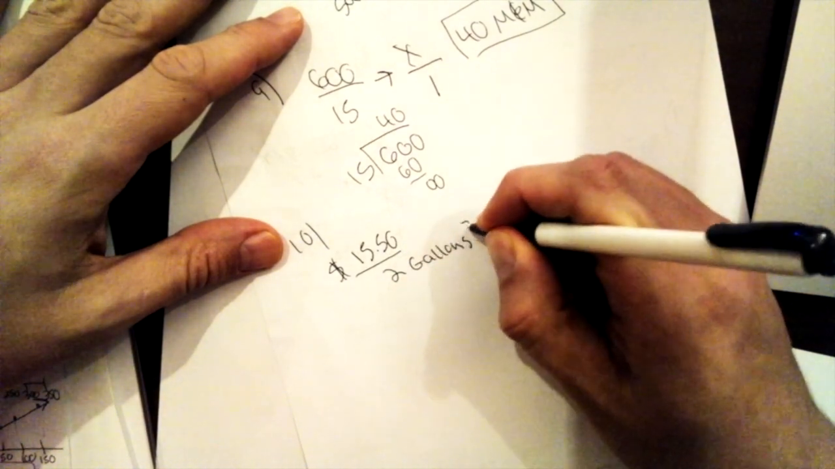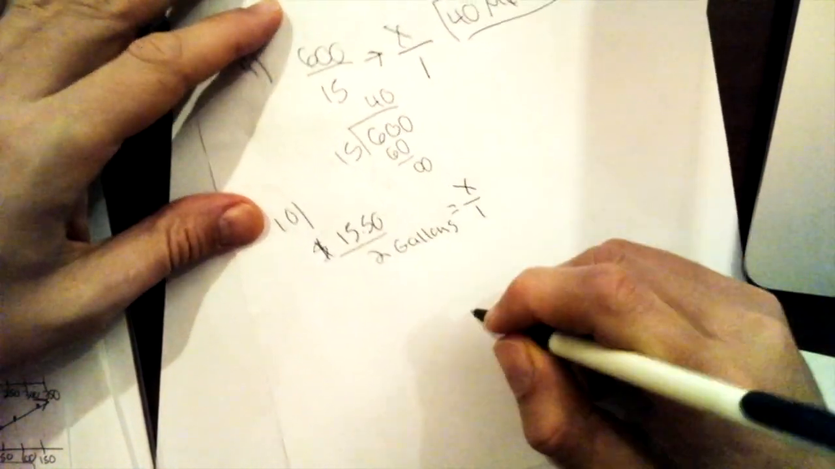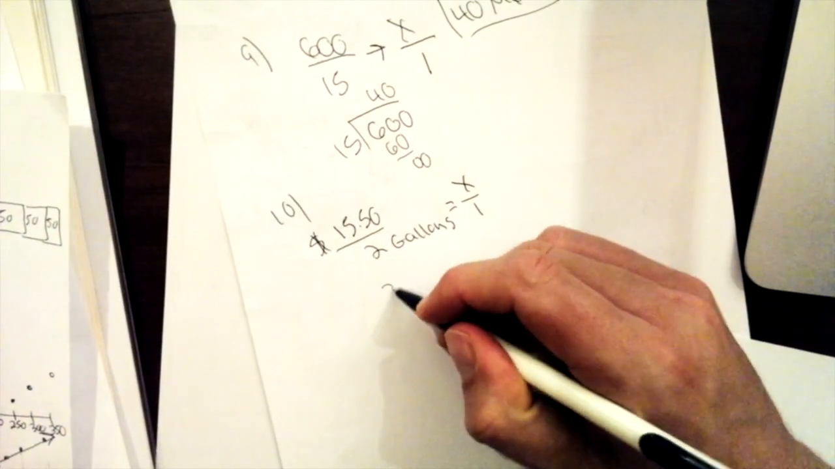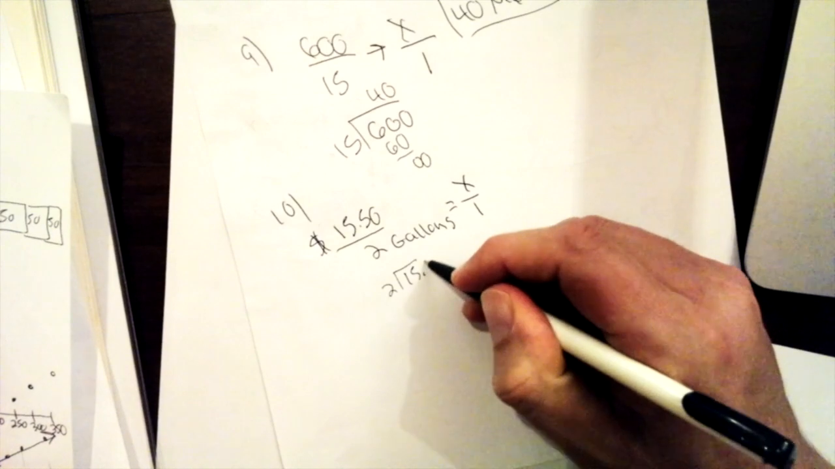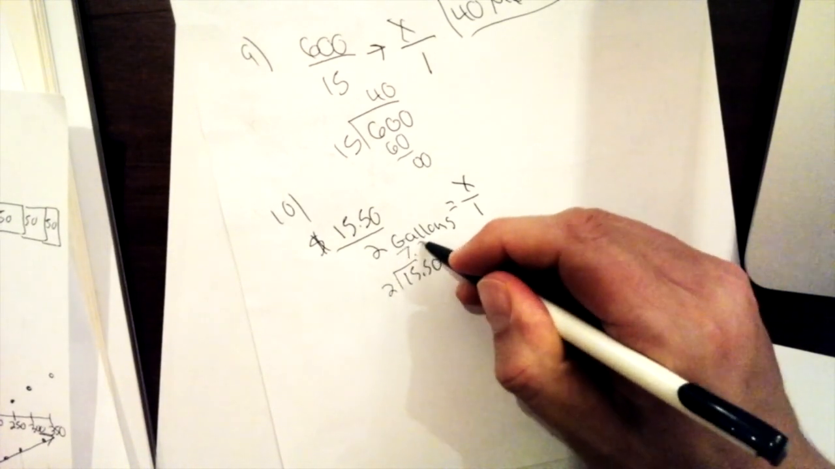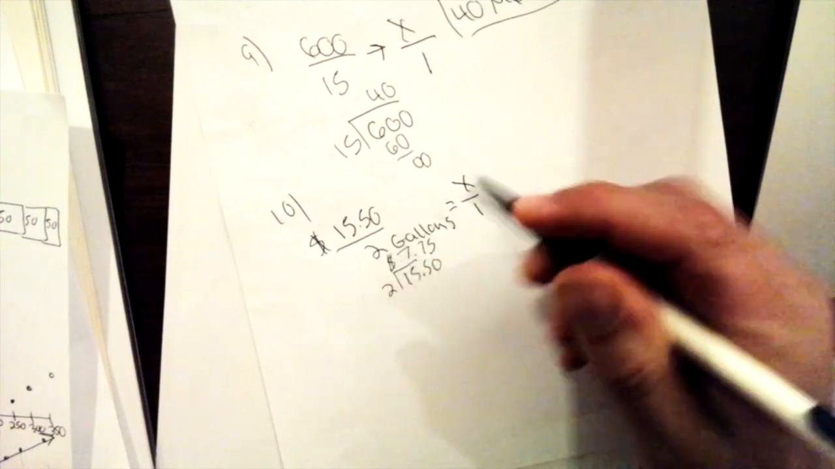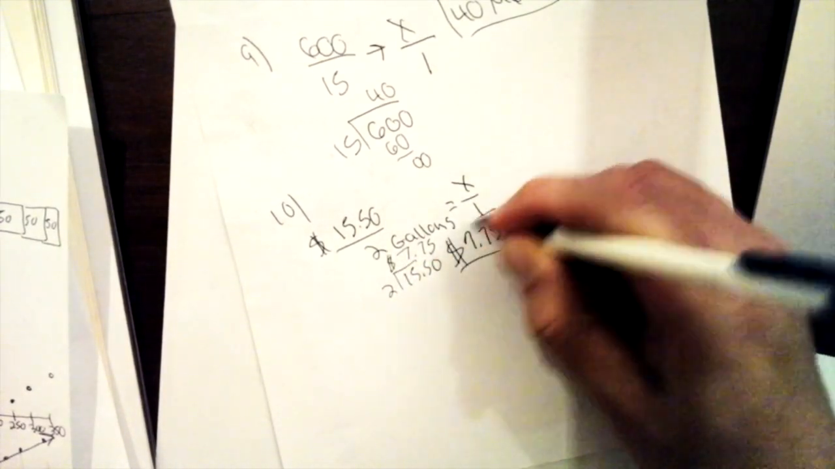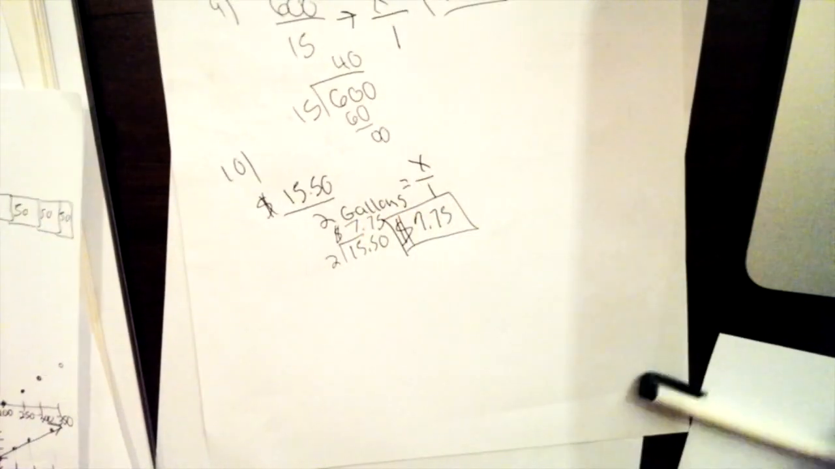And again, we want it to be over 1. So we're basically just going to have to divide. And we divide 15.50 divided by 2. We end up with $7.75. So how much is it per gallon? $7.75.